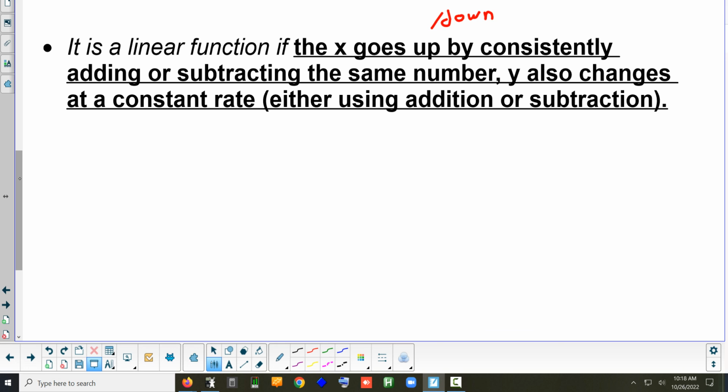So what we'll do now is kind of the same thing we did before with pictures. I'm going to give you guys some tables. And we're going to see if the tables represent linear functions. And we're going to do this without any drawing. We're not going to draw.